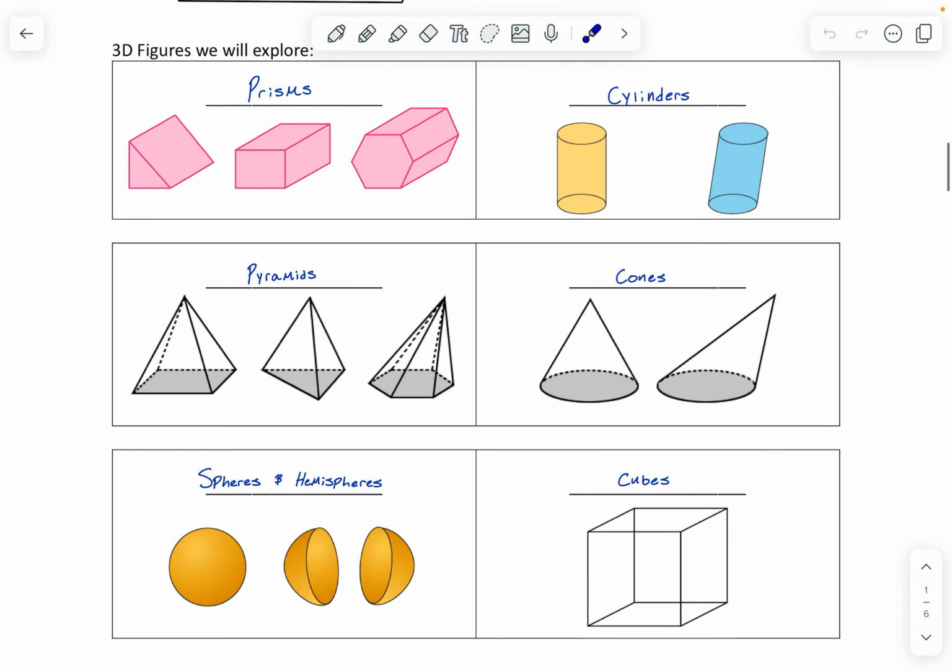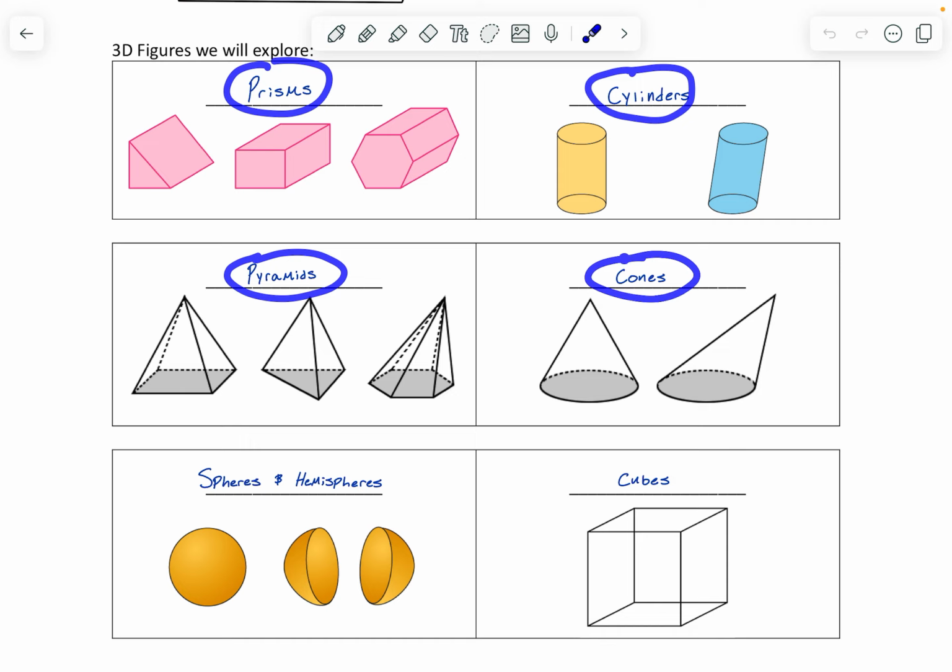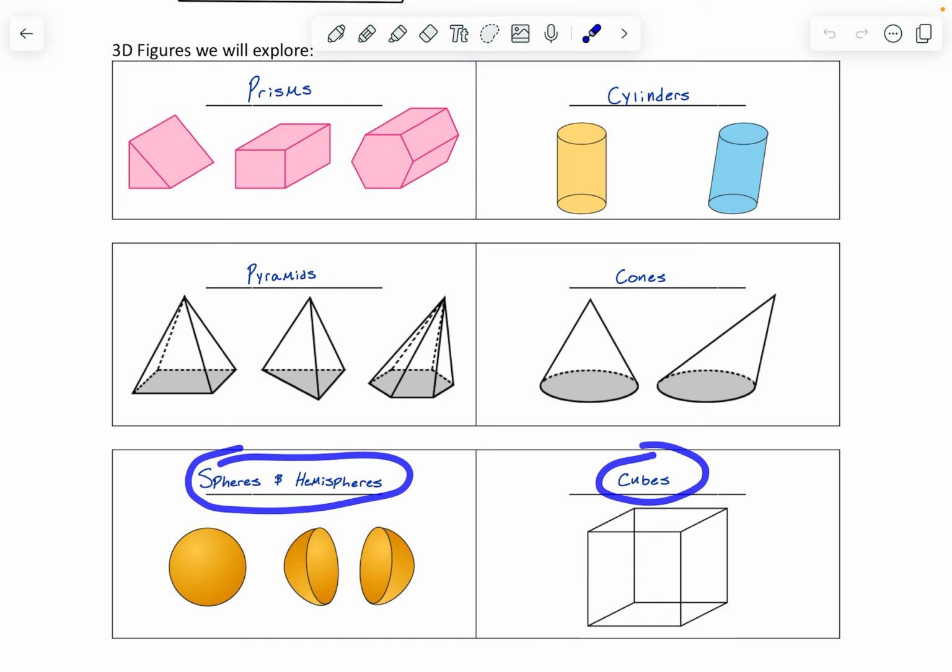We will explore 6 different types of shapes: prisms, cylinders, pyramids, and cones. That's what day 1 is. Then we will look at spheres and hemispheres and cubes next class.